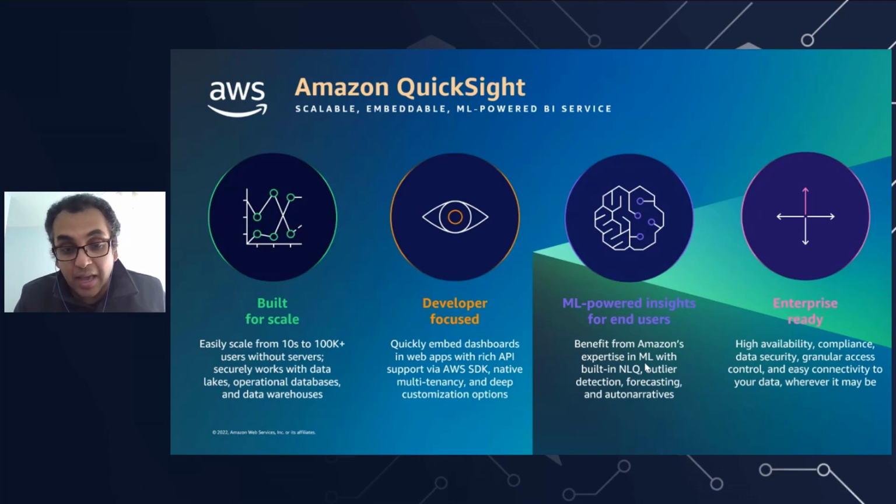For your embedded analytics, Amazon has very rich developer-focused APIs and SDKs, and enables multi-tenancy and gives you deep customization capabilities so that your developers can quickly embed and give a seamless experience to your end users coming to your applications. With the ML-powered insights that Amazon QuickSight offers, you get out-of-the-box, very cool offerings that we are going to see in the coming slides with respect to machine learning, AI, and natural language querying. You don't have to build this functionality, with Amazon QuickSight you get it out of the box.